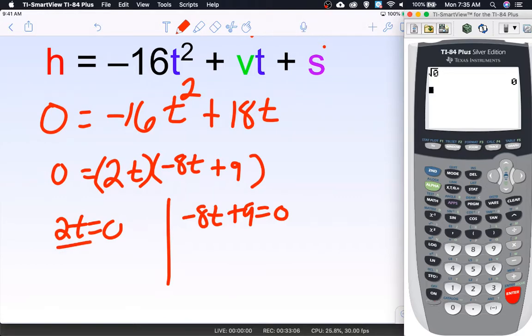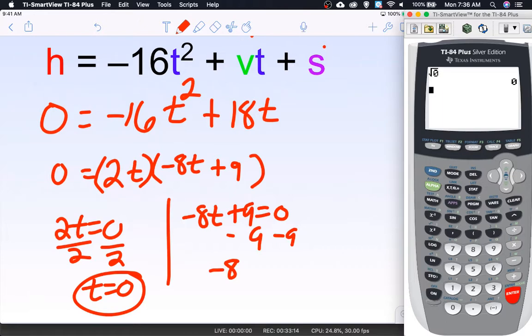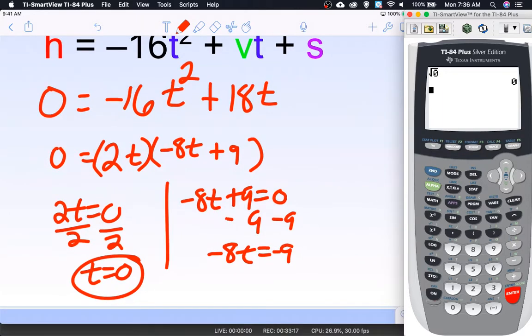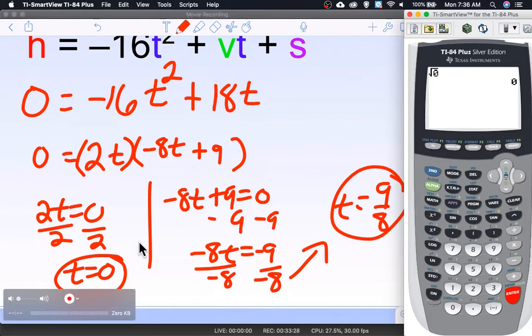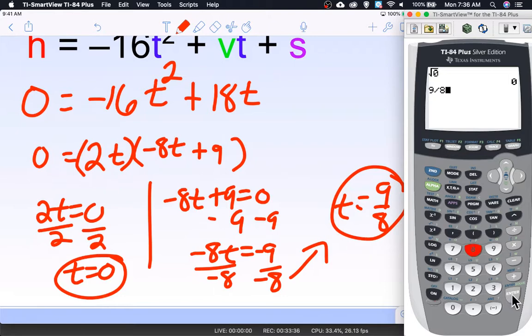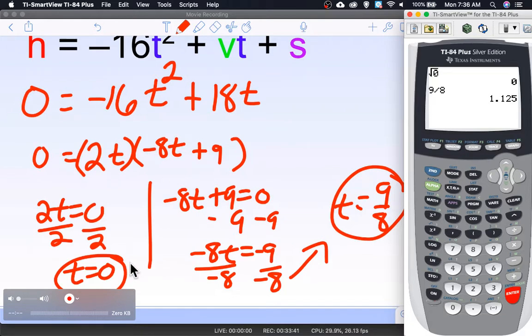So then we solve both. Divide by 2, t equals 0. Minus 9 on both sides. Negative 8t equals negative 9. Divide by negative 8, and over here t equals a positive 9/8. So Mario's feet are on the ground at time 0, at 0 seconds, and at 9/8 of a second, which is just over 1 second, 1.125. So it takes him just over a second from jump to back down.